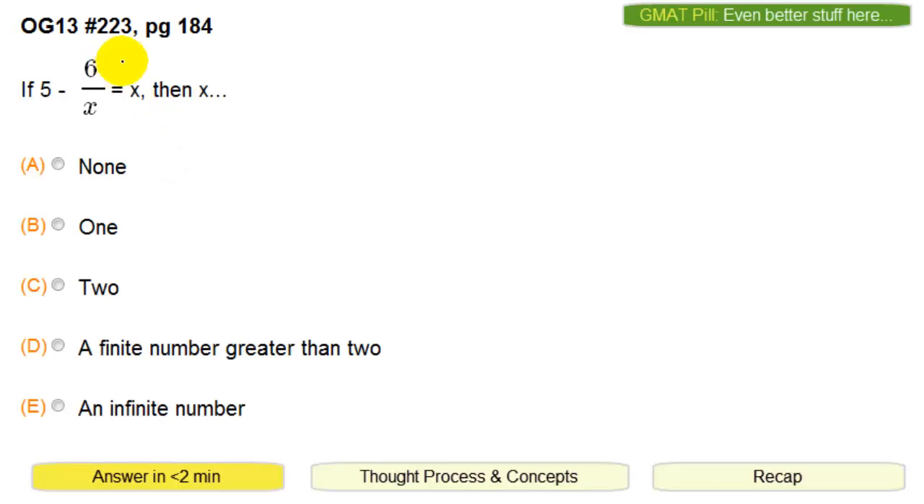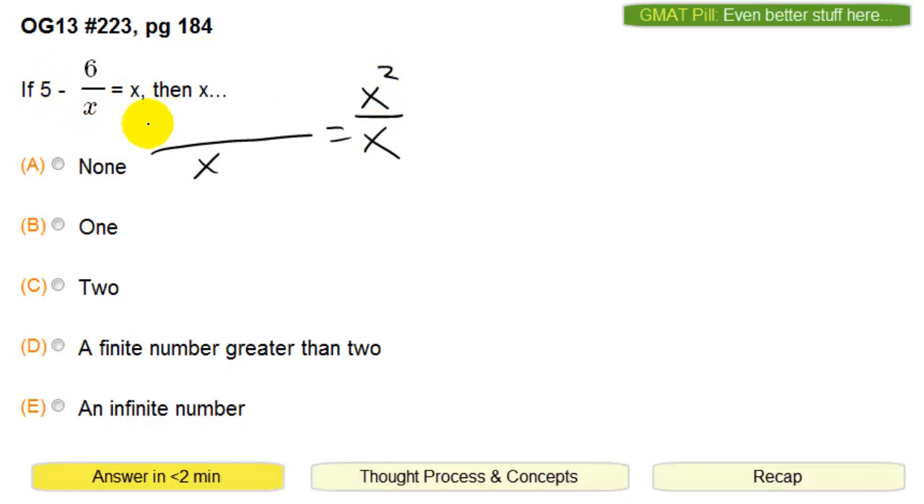Okay, number 223. If 5 minus 6 over x equals x, then x, they're basically asking how many different values of x can there be? Well, we don't like x's in the bottom, so let's make sure both sides have x on the bottom. So if we had x here under something equals x, well, this x on the right side would become x squared, right? So x squared over x equals x.